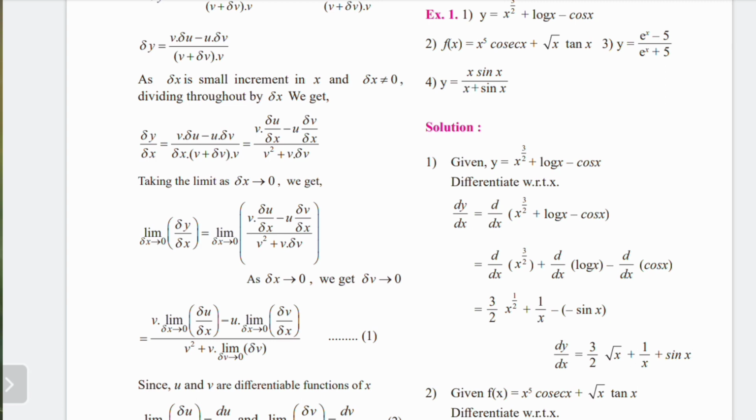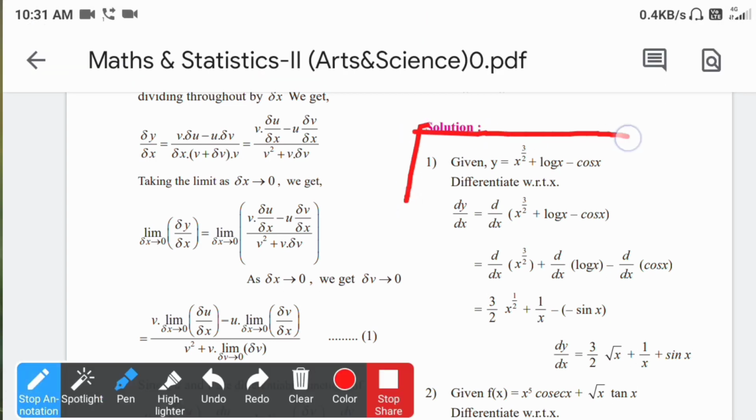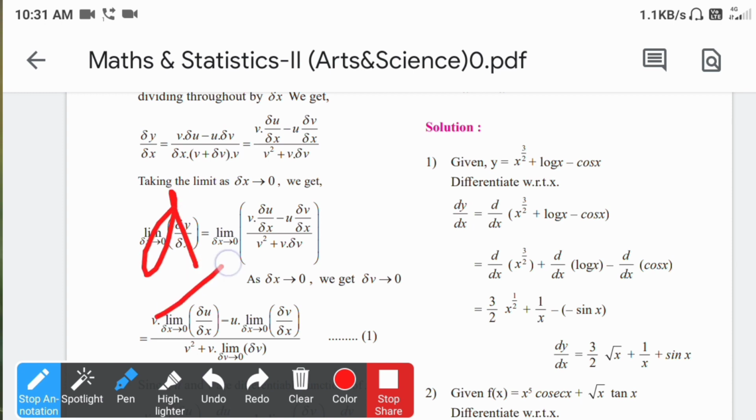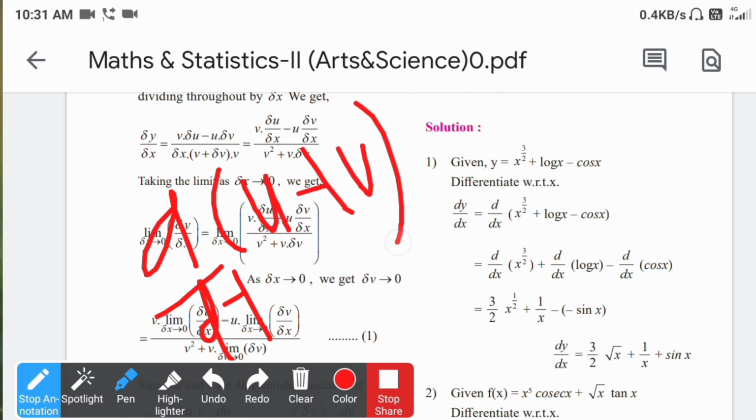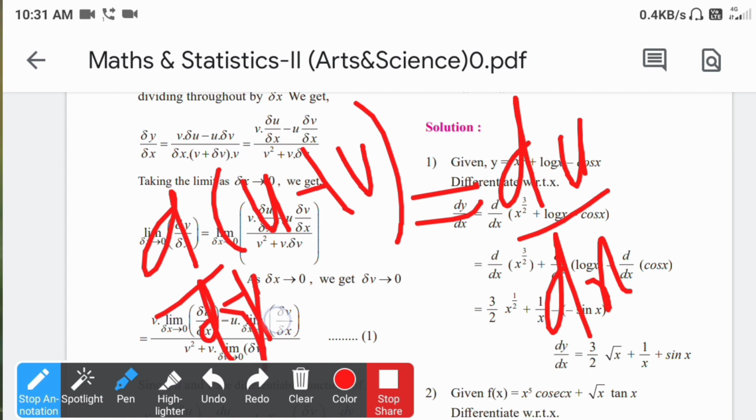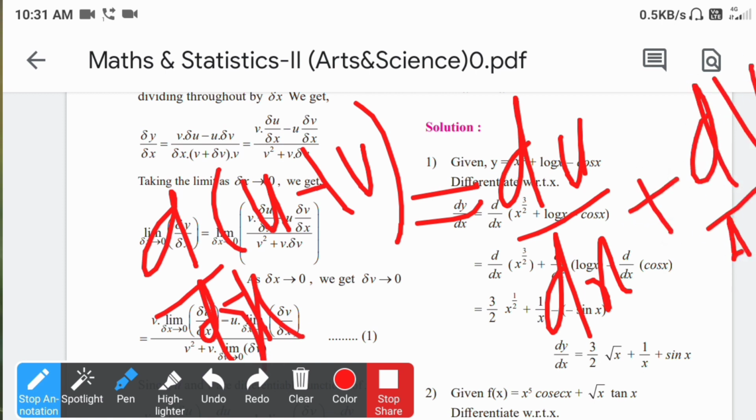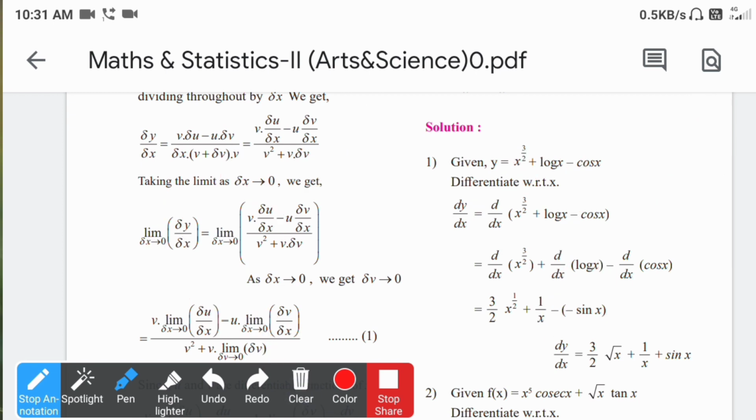So these are linear functions, and there is no multiplication of two functions. So we can directly use the addition of two functions. Like we have seen this formula, derivative of u plus v is nothing but derivative of u with respect to x plus derivative of v with respect to x. Okay, so we can directly put this into the formula.